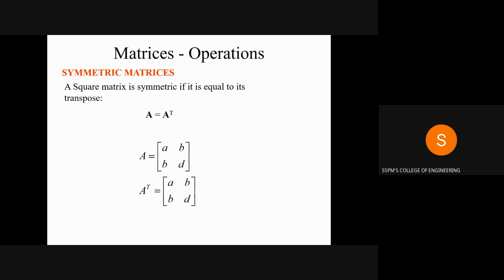Symmetric matrices. What is a symmetric matrix? A square matrix is symmetric if it is equal to its transpose. What is meant by that? When A is equal to A transpose, the matrices are symmetric matrices.